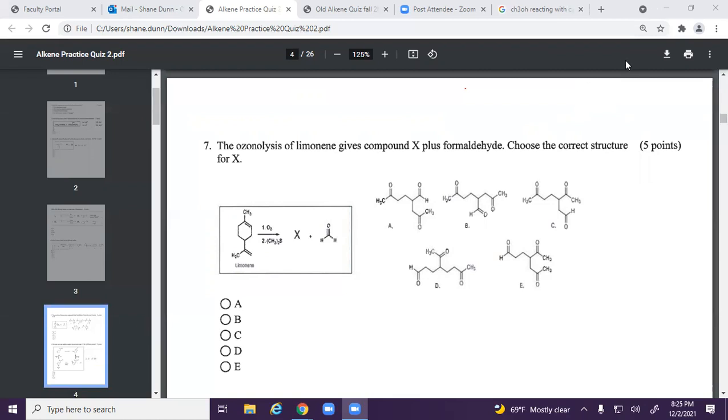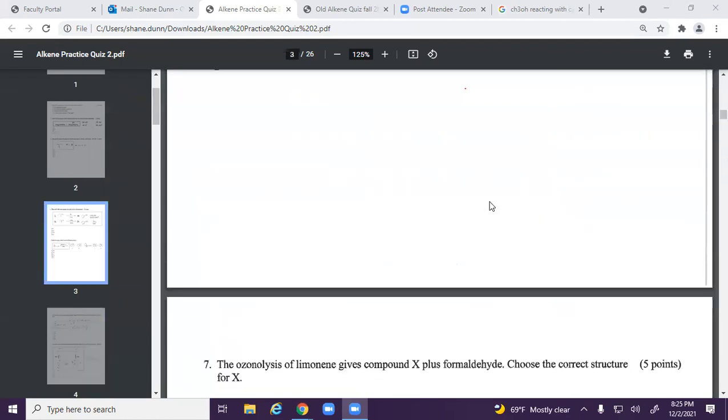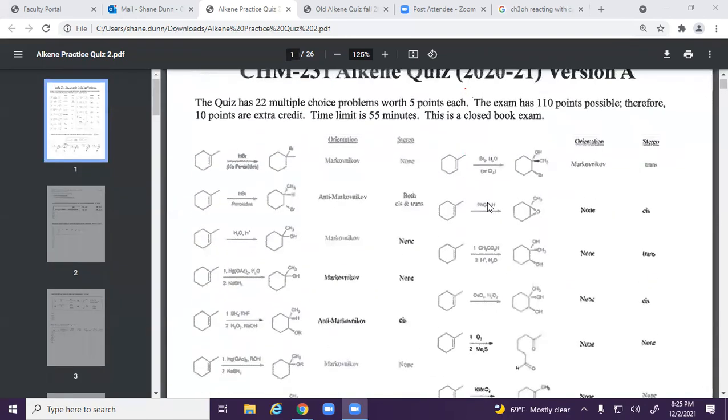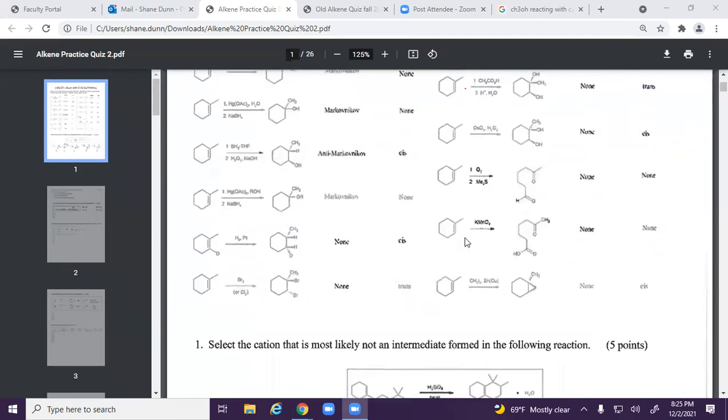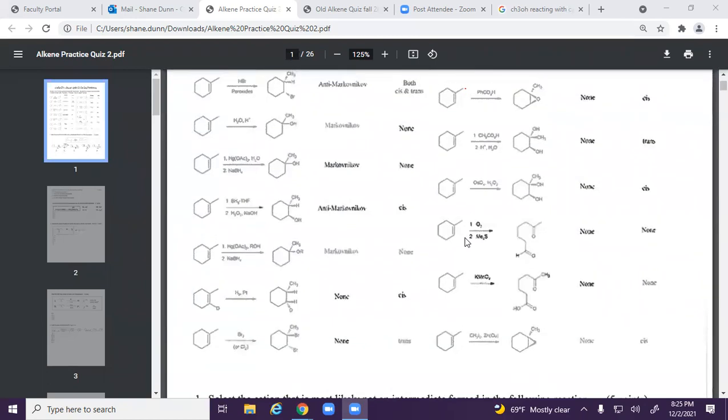So number seven, we're going to look back up at the little guys up here, and we're going to look at this guy right here. When this guy curves, it's going to split the ring up. It's going to destroy this bond, basically. And anywhere there was a carbon connecting the double bond, it's going to add a double bonded O. Okay, that makes some sense. That's what the O3 basically does.